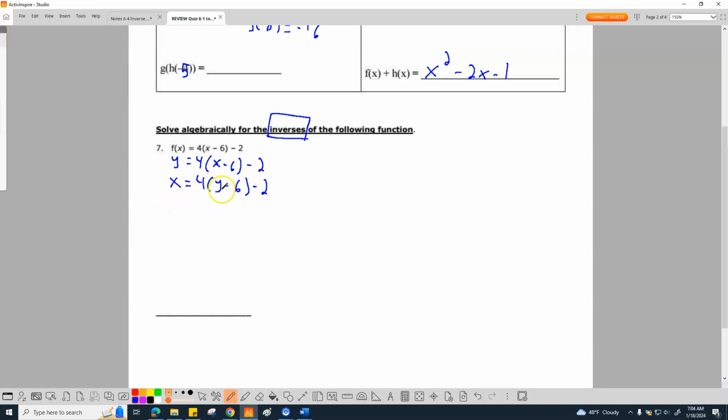So let's check it out. 4 times y is 4y. 4 times negative 6 is negative 24. Notice I'm distributing. That is a skill you should have down by now. And then minus 2. Can I put 4y with anything? Not. 4y goes here. Minus 24 and minus 2 together equals minus 26.